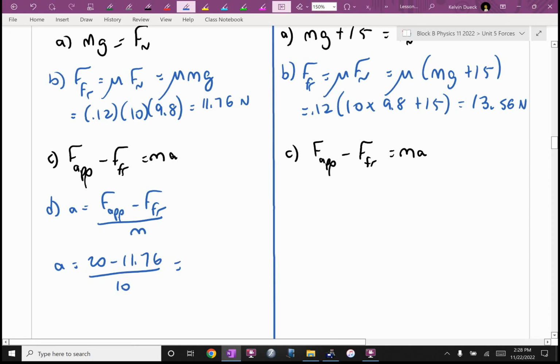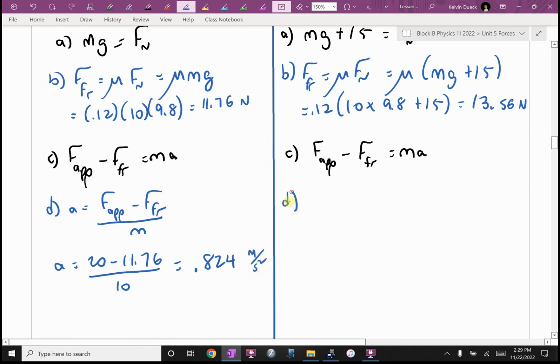We're dividing by 10. Who needs a calculator, right? It's going to be 20 take away 11, which is 9. Take away 0.7, 8.3. Take away that 0.06, 8.24 divided by 10, 0.824. Units, it's an acceleration.